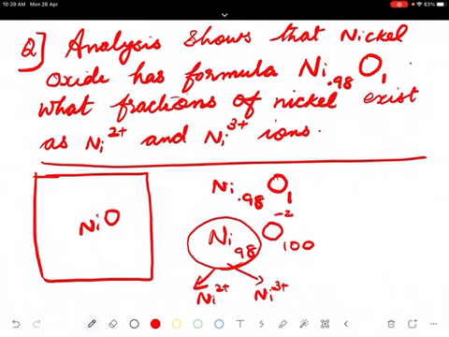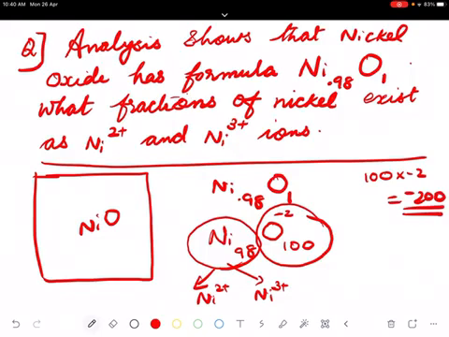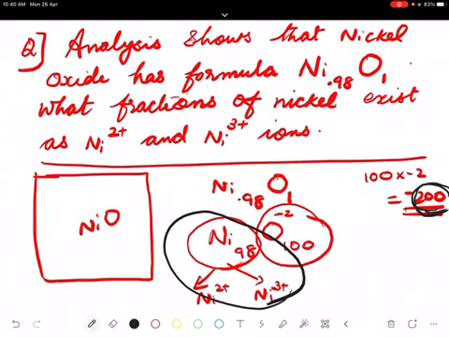So we know that the total number of positive charges is equal to the total number of negative charges. Total negative charge here: 100 oxide ions are there, each oxide ion carries minus 2 charge. So 100 into minus 2, that is minus 200. So the total positive charge also should be plus 200.